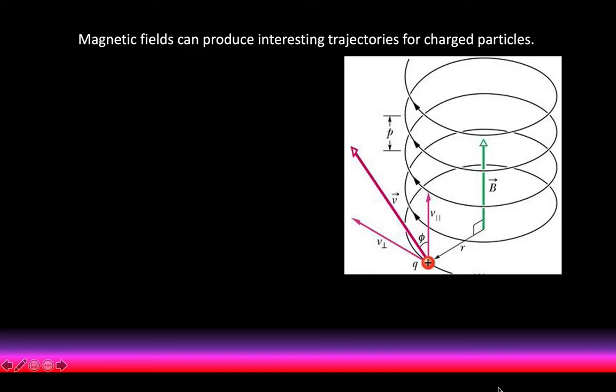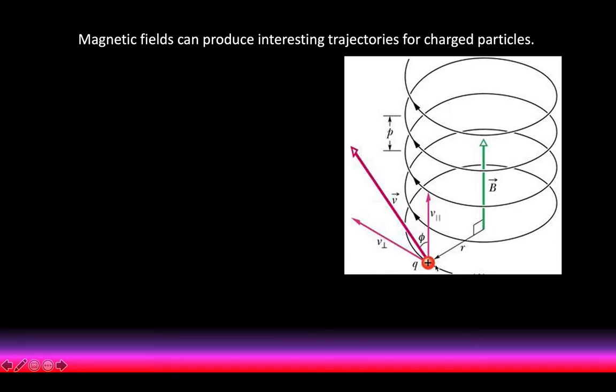Now, let's extend that example by a little bit, and let's ask, what if the particle has a velocity not entirely in the plane of the board, but the particle's velocity is angled somehow relative to the magnetic field? So I could imagine breaking the particle's velocity down into a component that is parallel with the magnetic field and a component that is perpendicular to the magnetic field.